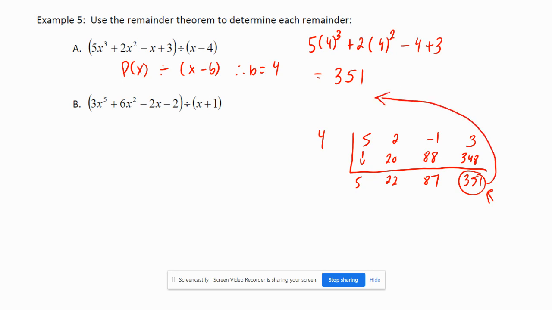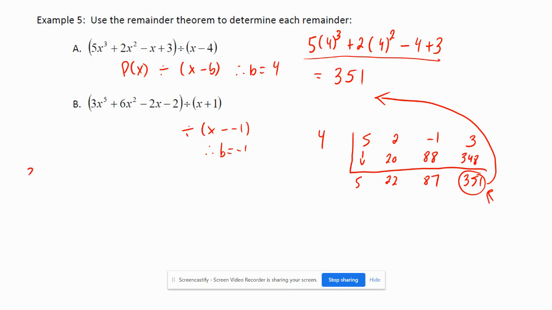So if a question asks you to use the remainder theorem, we're talking about this method over here. It says plug in the b value in for the x's and get your answer. Here, we're dividing by x minus negative 1 because it has to be in the form x minus b. So therefore, b equals negative 1.